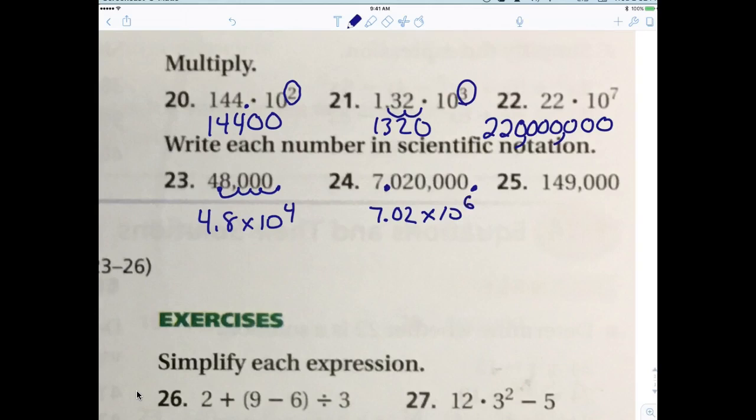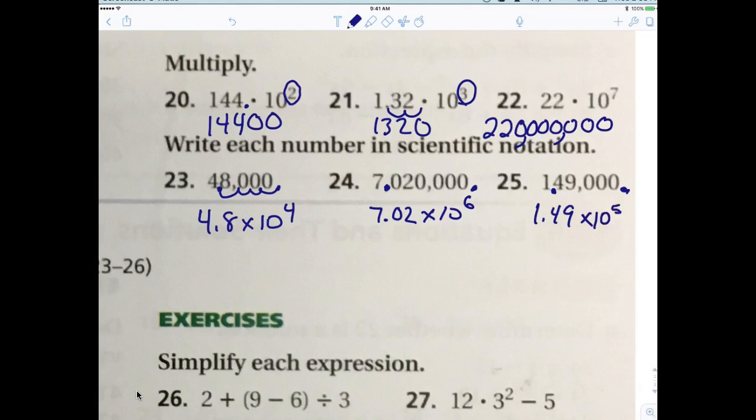You always go back to the decimal. Like 149,000, the decimal goes where, Carly? After the 1. So you would write down 1.49. Now, I like to tell my kids, put the decimal there. The decimal is at the end. Do you agree? When it starts out? So, there you go, girl. That's exactly right. Times 10 to the 5th.